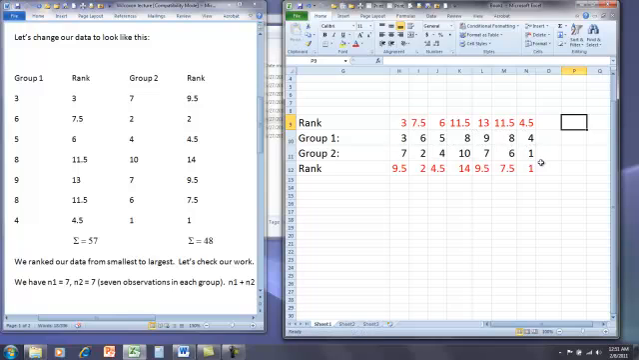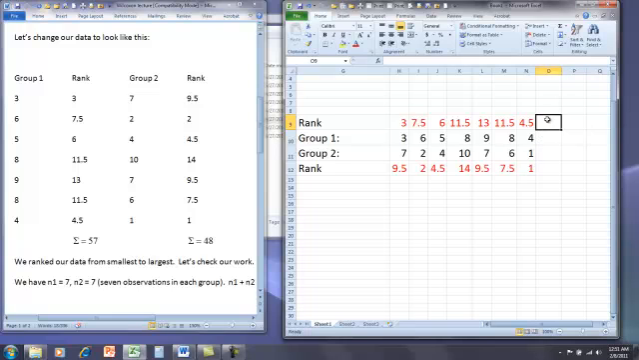Let's just look. Here's our 3, our 6, our 5, our 8, our 9, our 8, and a 4. And our rankings are 3, 7.5, 6, 11.5, 13, 11.5, 4.5. And then here's our second grouping, 7, 2, 4, 10, 7, 6, 1. And our rankings are 9.5, 2, 4.5, 14, 9.5, 7.5, and 1.